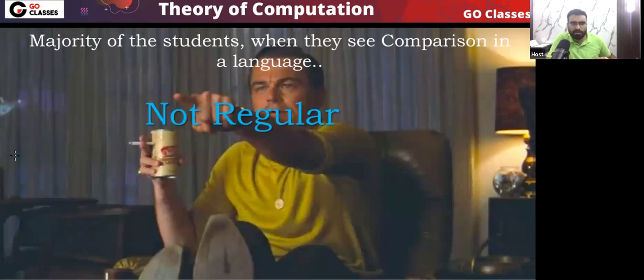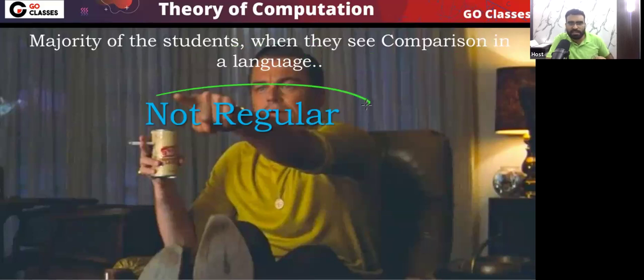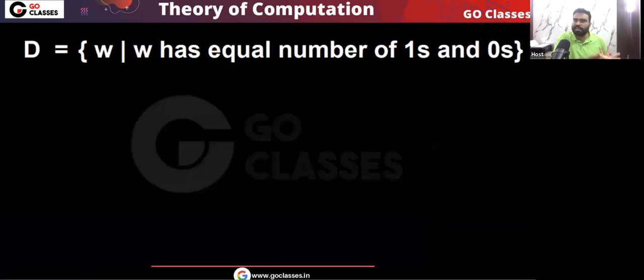What many students will do? The majority of the students, when they see comparison in the language, what will they say? They will say non-regular. But you should first understand the language. Just wait and understand the language first. If you are not understanding the language, you are not creating the infinite possibilities.